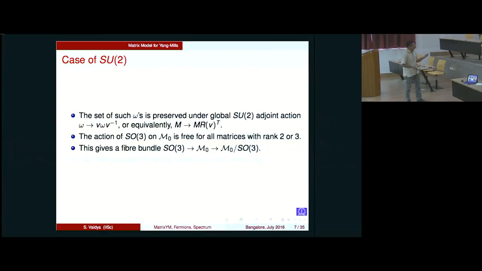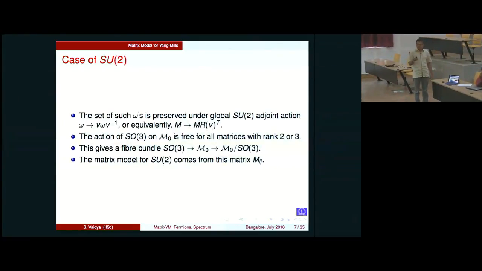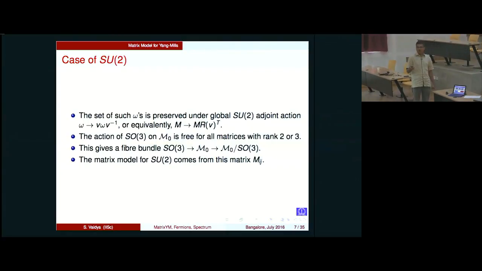As I was saying, the argument they had to make is that this bundle sits naturally inside the full gauge bundle, and by virtue of the fact that this bundle is twisted, the full gauge bundle also necessarily has to be twisted. This was the gist of their argument. Okay. And what is interesting is that as a byproduct of their construction, we get a nice matrix model for SU(2).